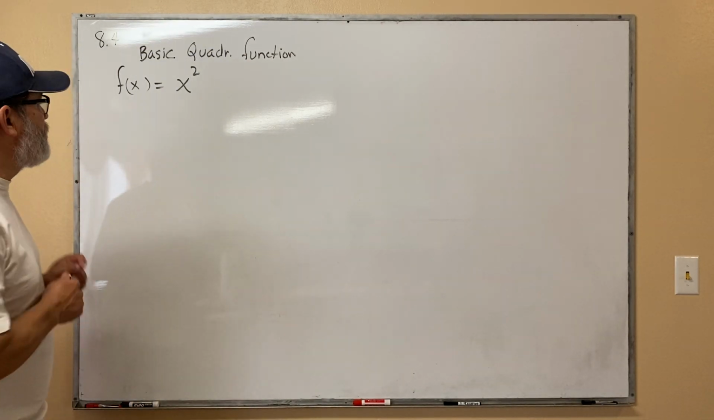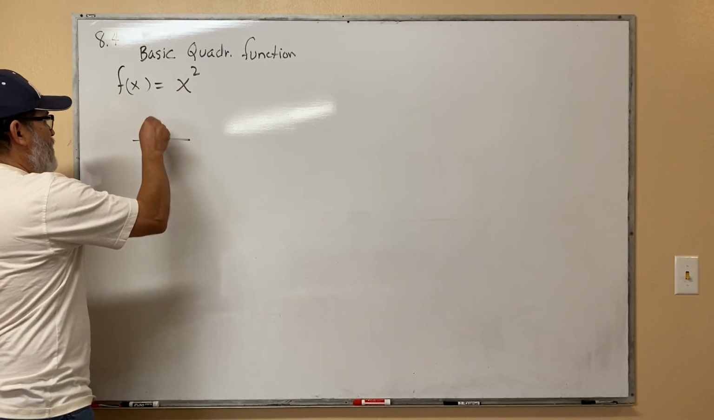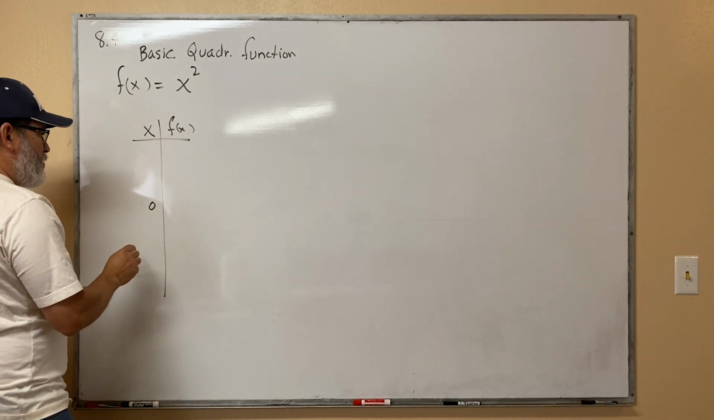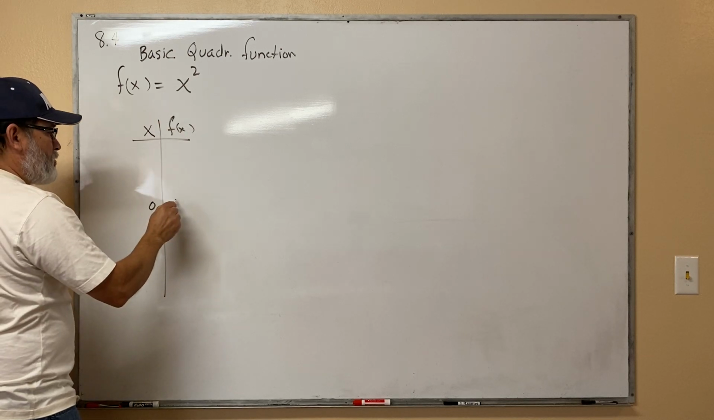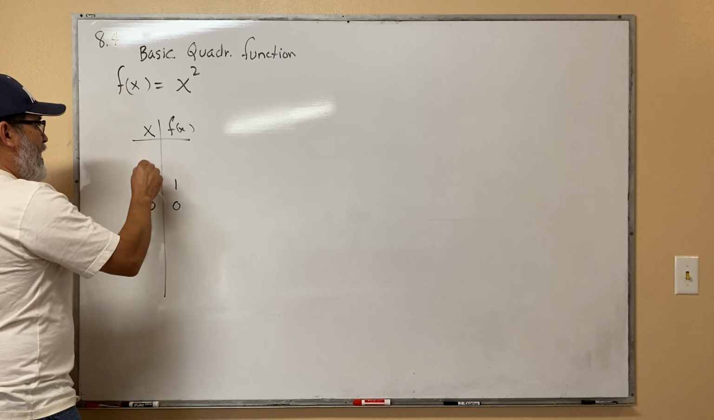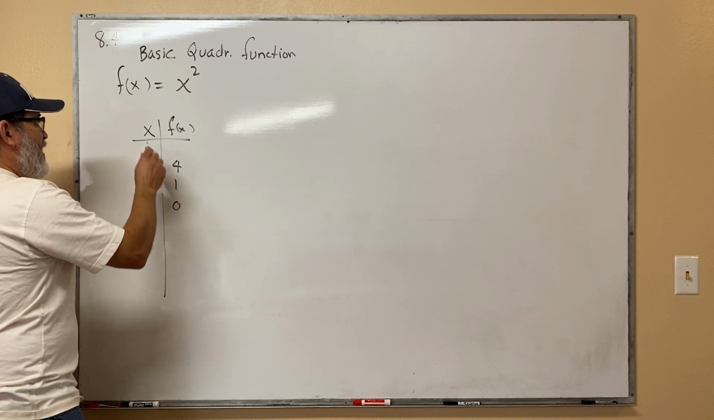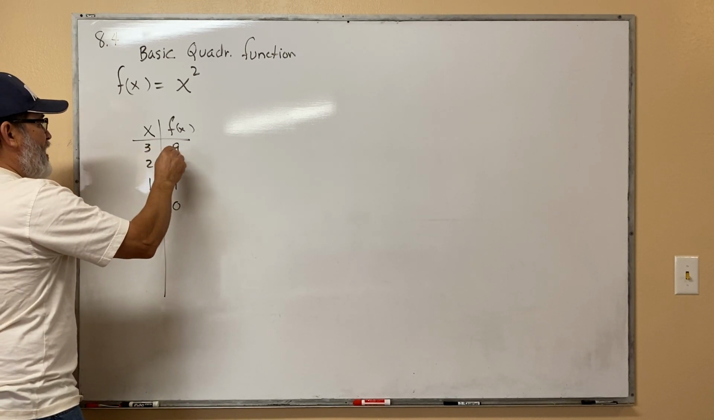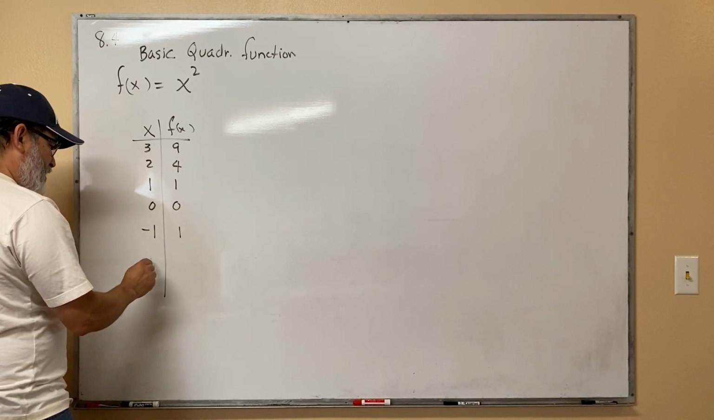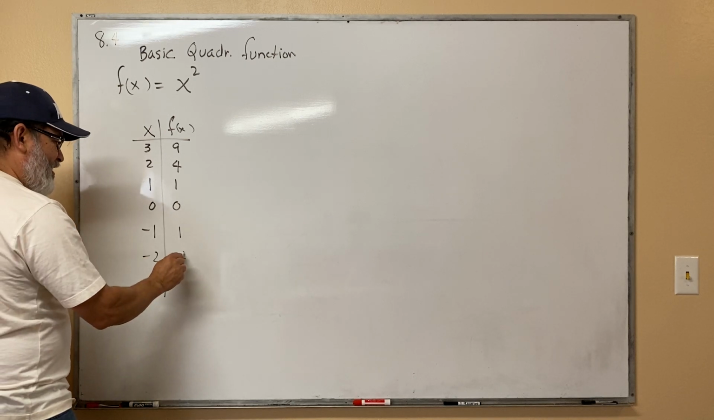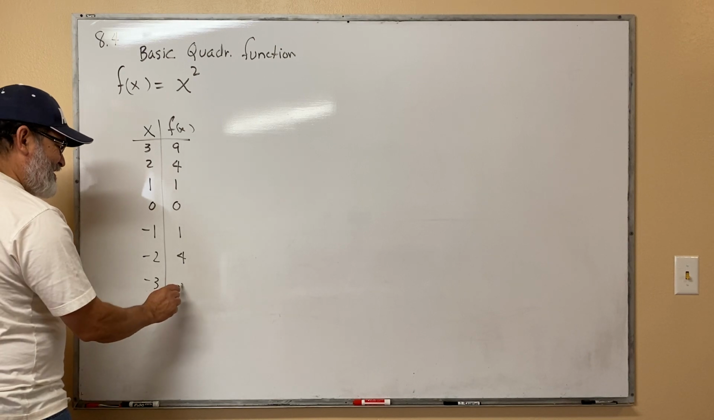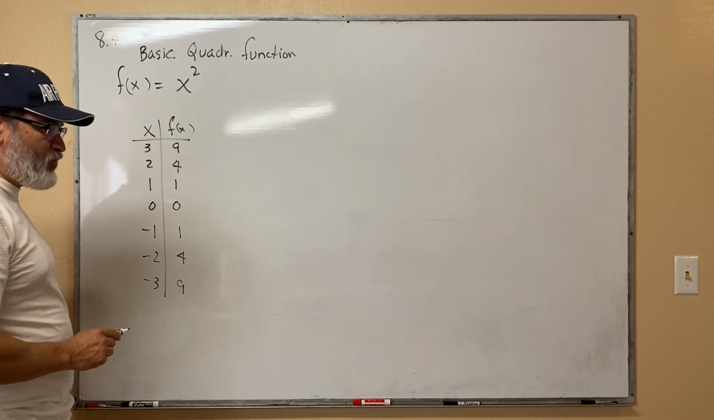I'm going to make a table. Here's x, and here's f of x. X is 0, 0 squared is 0. X is 1, 1 squared is 1. X is 2, 2 squared is 4. X is 3, 3 squared is 9. X is negative 1, negative 1 squared is 1. Negative 2 for x, 4 for y. Negative 3 for x, 9 for y, because you squared negative 3.